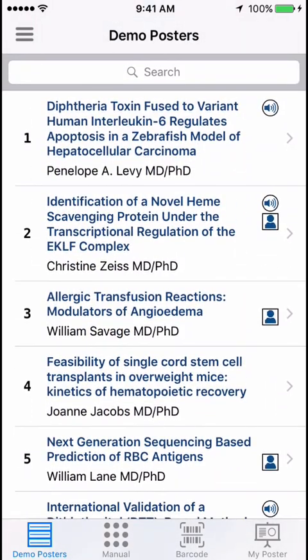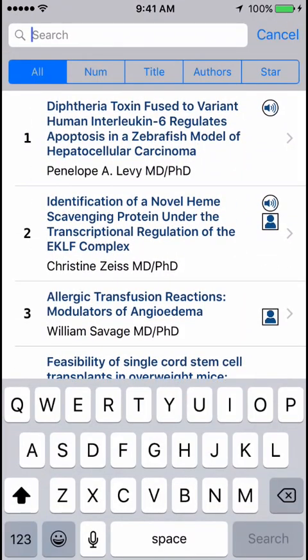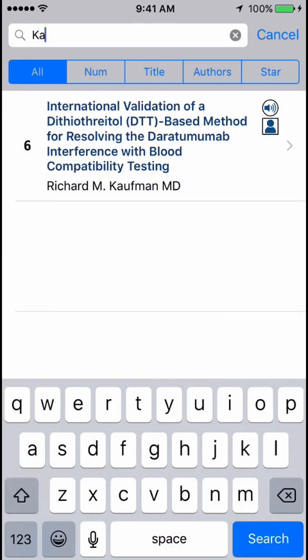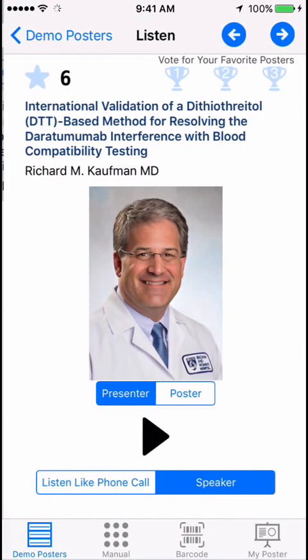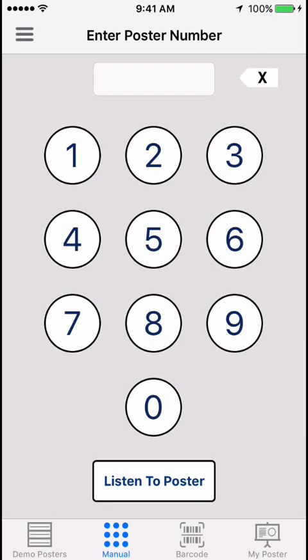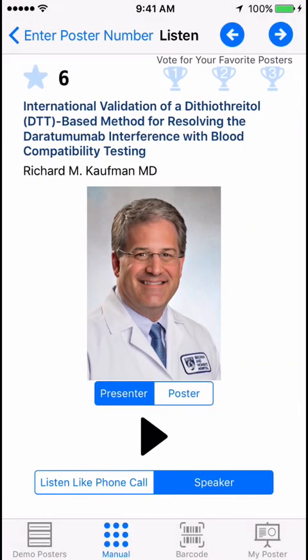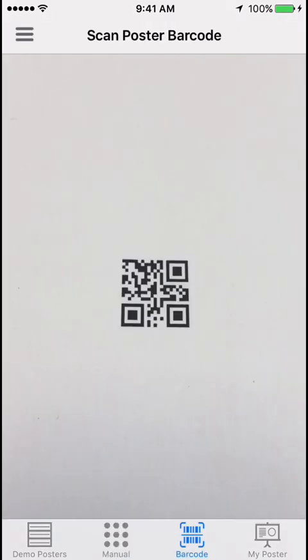In addition to scrolling, it is possible to find specific posters by searching for poster title, number, or author name as shown here. Posters can also be accessed by entering the poster number into the numeric keyboard, as shown here. Easiest, however, is to scan a poster's QR code using the built-in scanner.